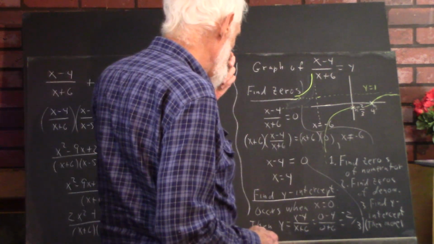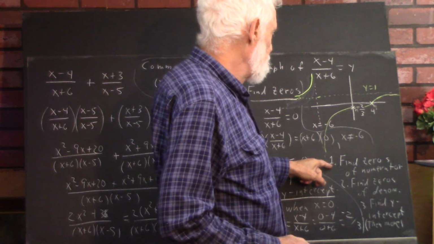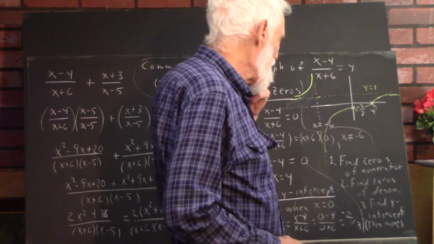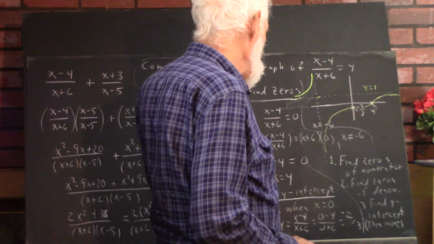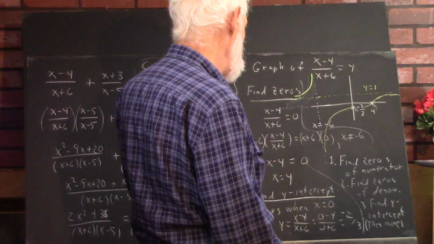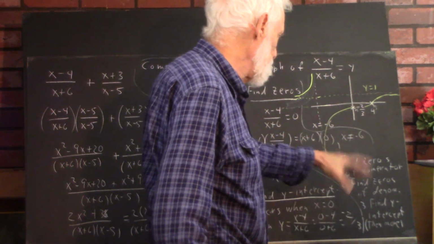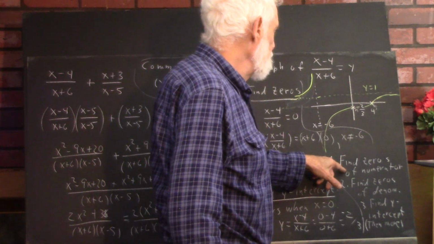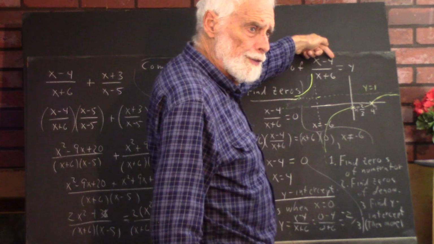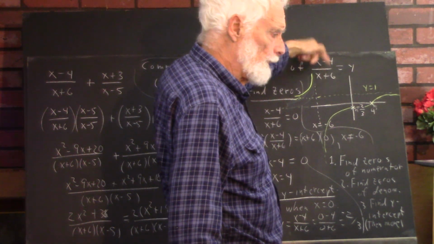Okay. So, first thing we do is find the zeros of the numerator, then find the zeros of the denominator. Okay, I didn't mention the zeros of the denominator. Then we find the y-intercept. Let me explain. Zeros of the function, and this is 0, it can only be 0 if the numerator is 0. If the numerator isn't 0, it doesn't matter what the denominator is, you're not going to get 0.